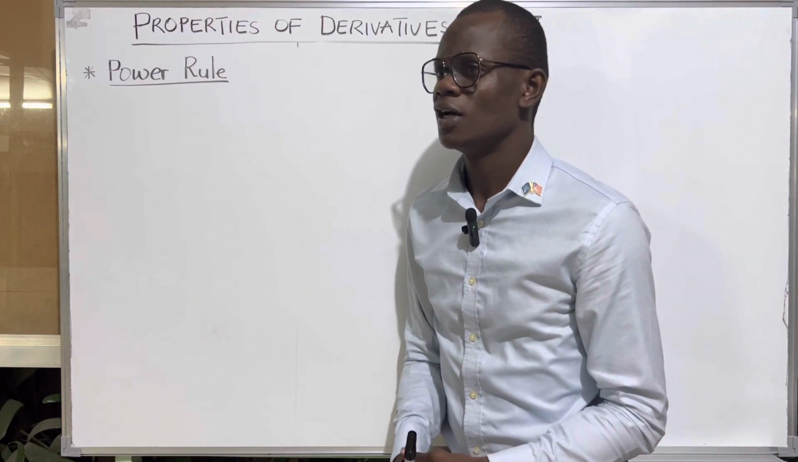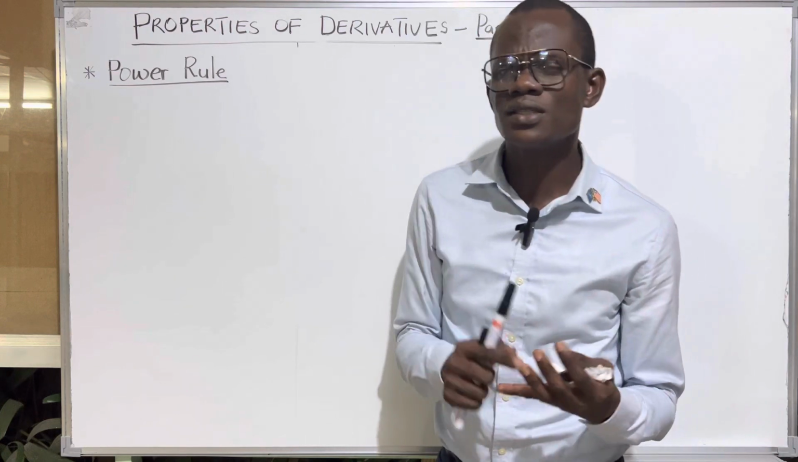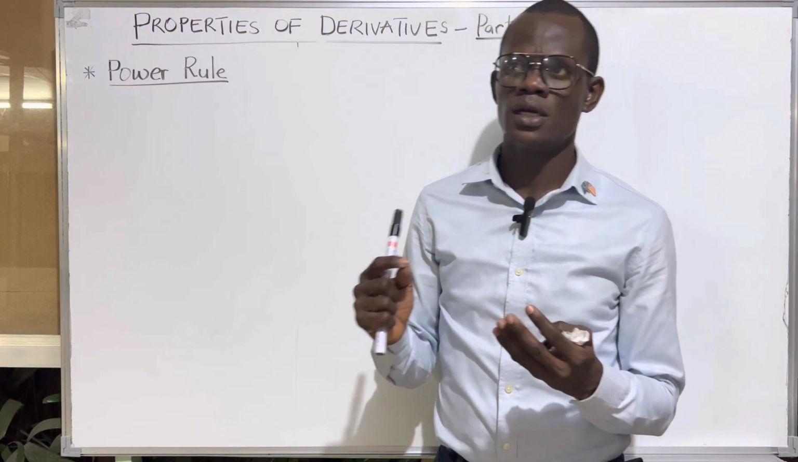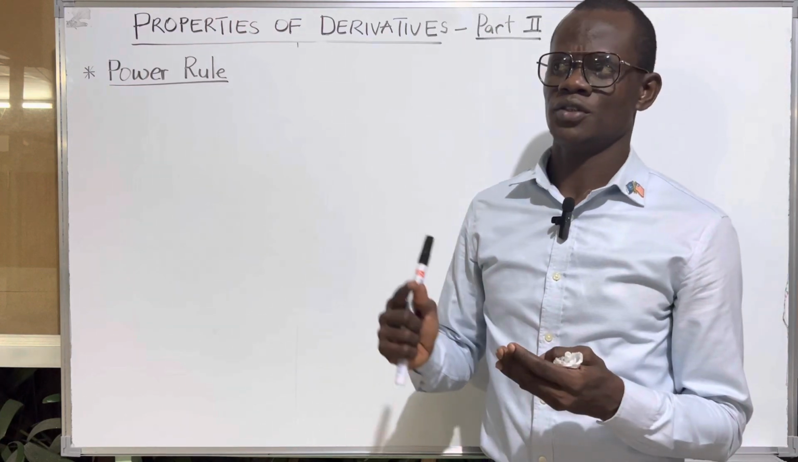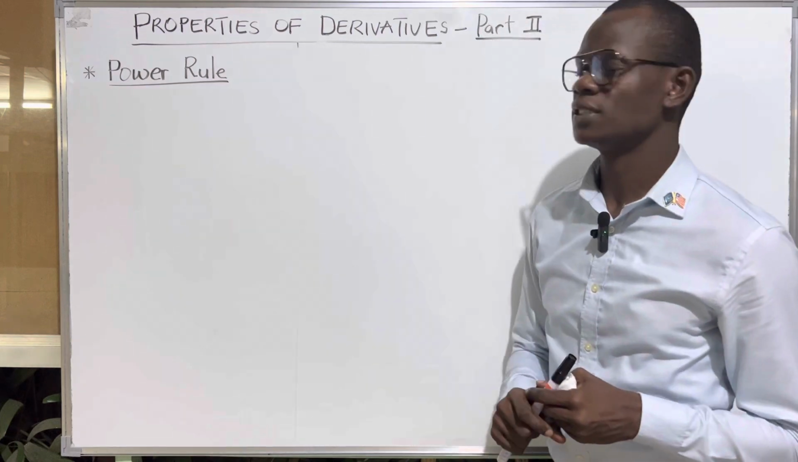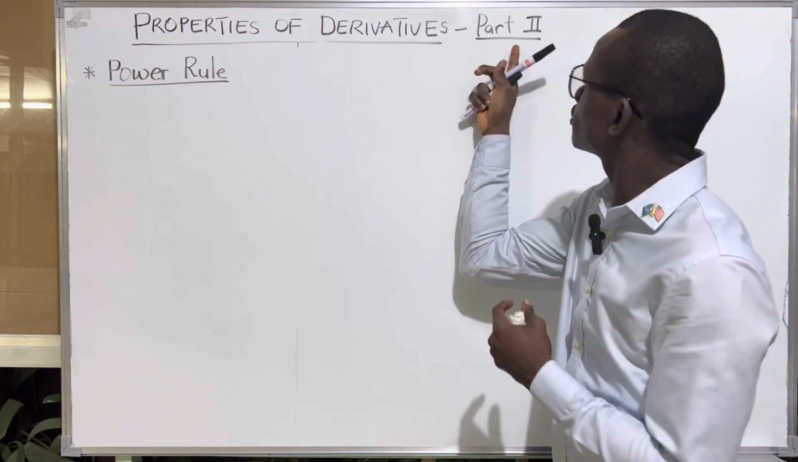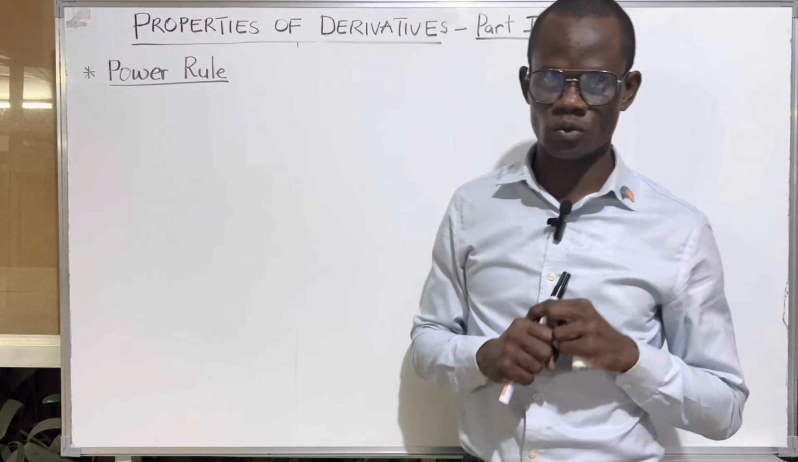In part 1 we discussed the beginning properties like the constant property, the constant multiplier property, and the sum and difference properties. In this video now we want to look at the power rule part 2. In the next video, we'll be looking at the quotient rule.